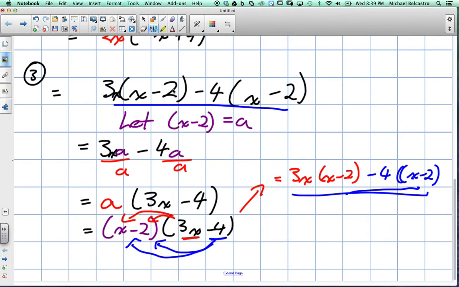But this is considered the hardest type of common factoring usually. When you have brackets to common factor out, it can be hard to see. So anytime you see brackets are the same, a let statement and replacing with just a simple variable is much easier to look at. Okay, there we go.